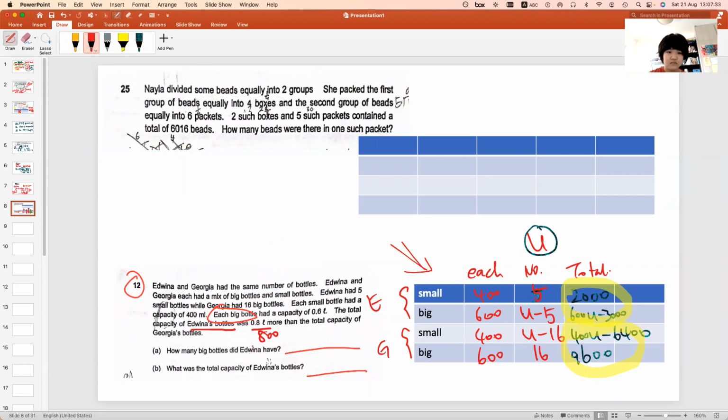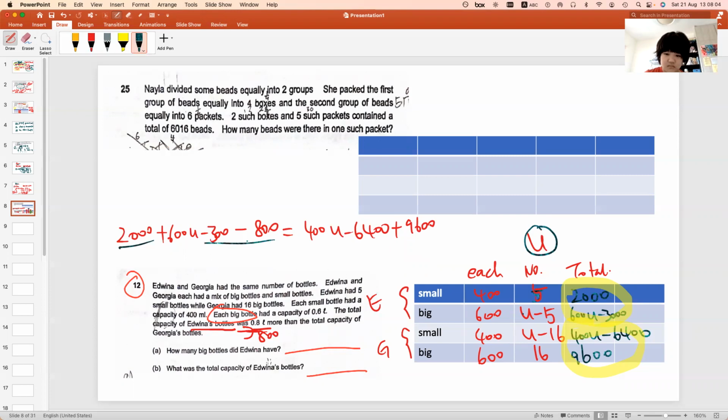So it says Avina is more. So basically this 2000 plus 600U minus 3000 minus 800, because more. So 800 more is equal to 400U minus 6400 plus the 9600. Okay, so continue to solve this equation.